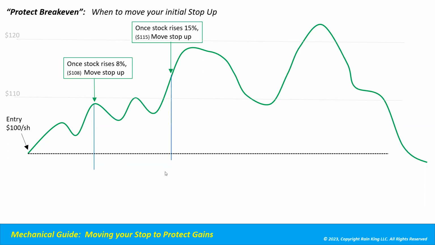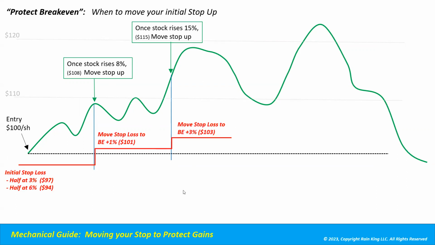So the rule that we're going to use mechanically is, if the stock gets out of the gate, once it rises 8%, we will move our stop up at that point. Now, if the stock keeps going up, once we hit the 15% profit level, we're going to move the stop up again. So let's talk about what rule we use for how far we move the stop.